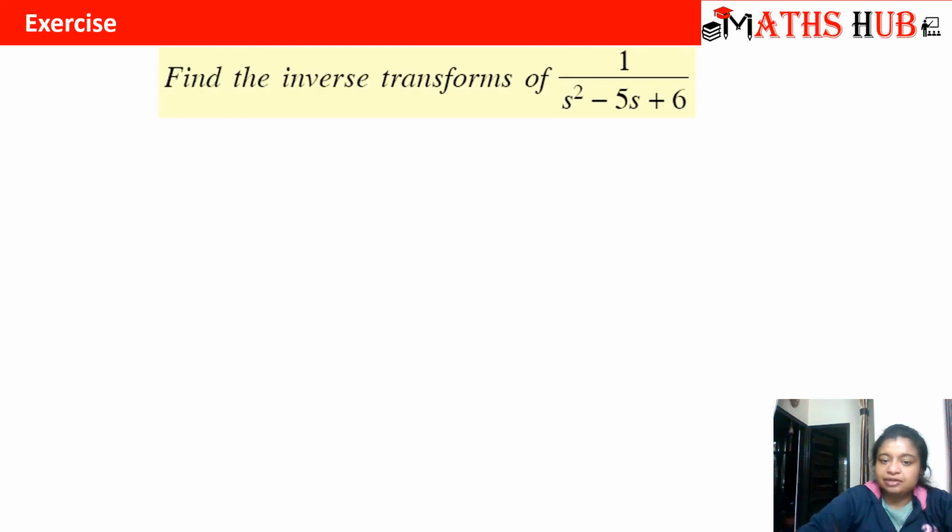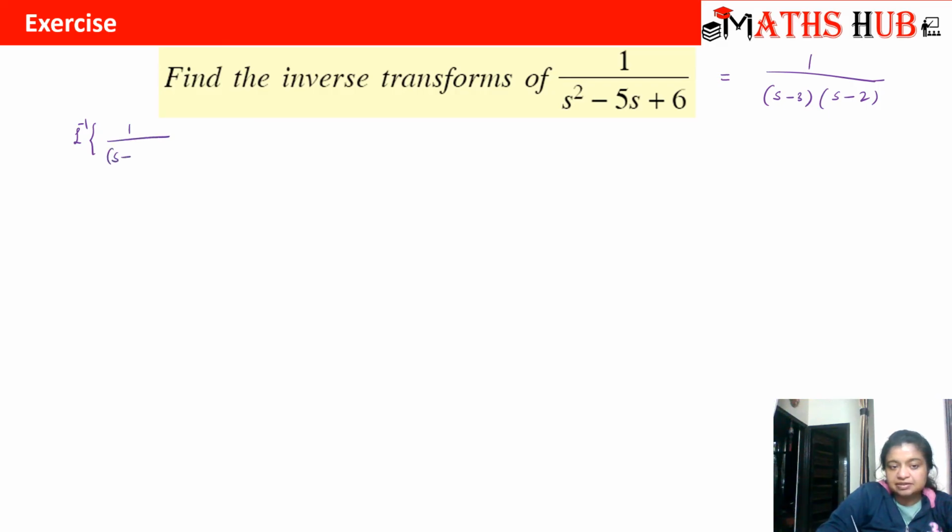So we have to find the inverse Laplace transform for this. So now here you can see that we have 5s, and when we split this term, you can see that we can make linear factors of the denominator, right? So if I make the linear factors, it is s minus 3 into s minus 2. Where factors are possible, it is always advisable to make the factors, right? If factors are not possible, then try to make the squares. So I need to calculate Laplace inverse of 1 by s minus 3 into s minus 2.